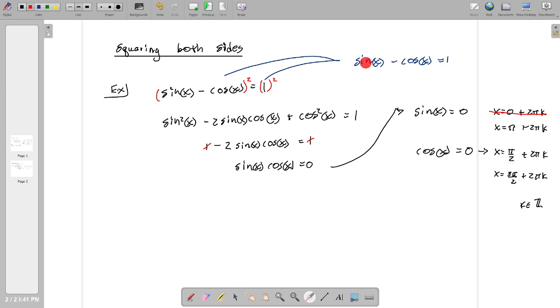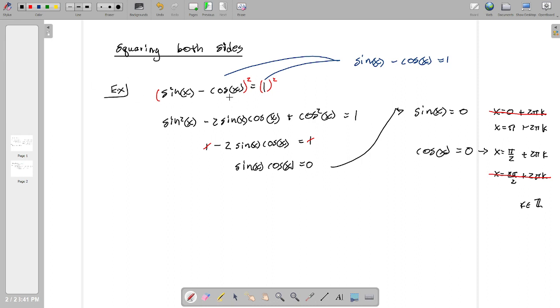Plug in pi over 2, sine of pi over 2 is 1, minus cosine of pi over 2, which is 0. So we have 1 minus 0 is equal to 1. This one works. Plug in 3 pi over 2, then we have a negative 1 minus 0. Negative 1 is not equal to 1. So we could say that this is an extraneous solution as well. I want you to notice something about these two extraneous solutions. Specifically, what happened on the left side in the step right before we squared.